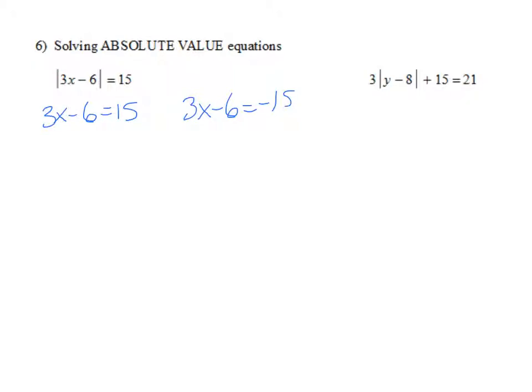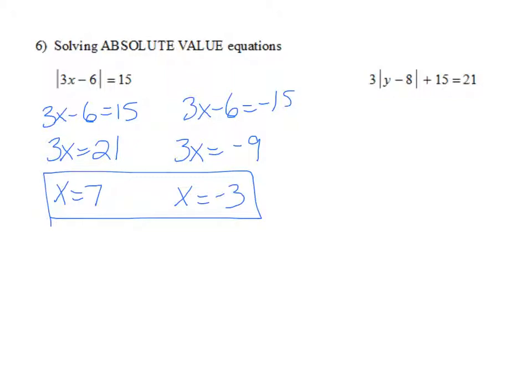So on absolute value equations, you're always going to set up two scenarios, and then you solve both of those scenarios. So on the left here, I'm going to add 6 to the other side, and then divide by 3. On the next one, I'm going to add 6 to the other side, and then divide by 3. So you should end up with two possible solutions. Either one of those numbers could be plugged in for x right here and made that work out.